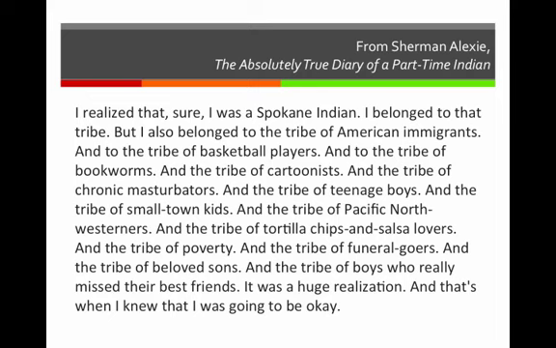So we start getting these prepositional phrases. To the tribe of American immigrants. This sets up a pattern. "And to the tribe of basketball players. And to the tribe of bookworms. And the tribe of cartoonists. And the tribe of chronic masturbators. And the tribe of teenage boys. And the tribe of small-town kids. And the tribe of Pacific Northwesterners. And the tribe of tortilla chips and salsa lovers."